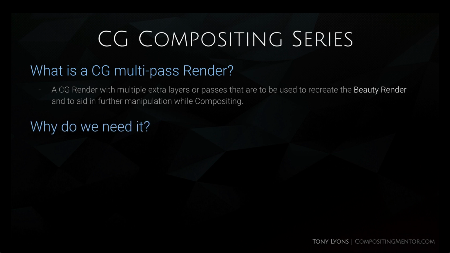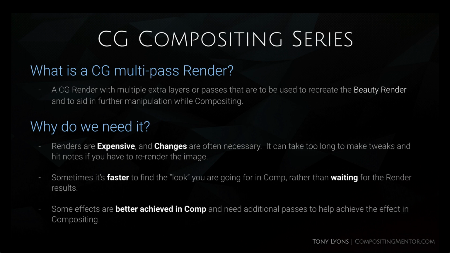And why do we need it? It's a good question. Renders are expensive, and changes by the client are often necessary. They can take too long to make tweaks and hit notes if you have to keep re-rendering the image. The rendering software takes a long time to render the images, and if you can make a quick change, it's better to do it in comp. Sometimes it's faster to find the look that you're going for in comp rather than waiting for render results.